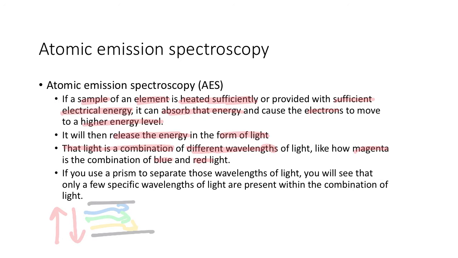color. But if you were to separate them out using a prism, the way a prism separates out rainbow colors, you will see that only a few specific wavelengths of light are present within the combination of light. Okay, so you're only going to get blue, green, and yellow, and not bluey green, and not red or orange or those other colors, right?